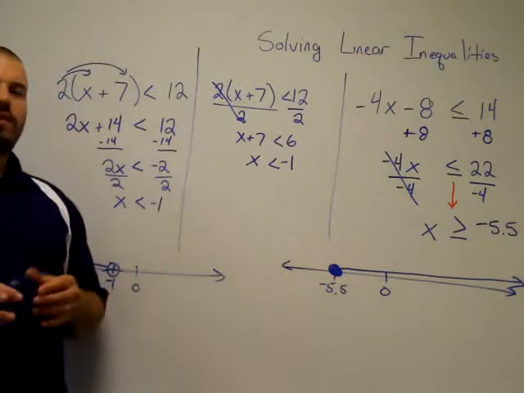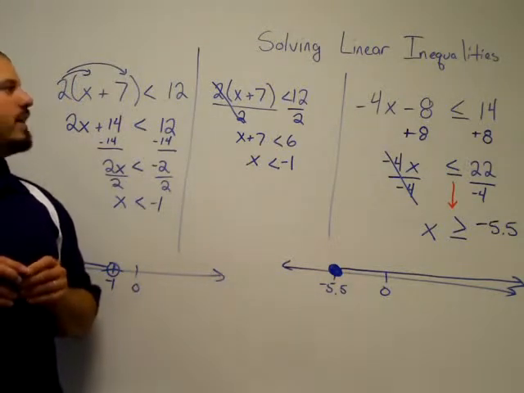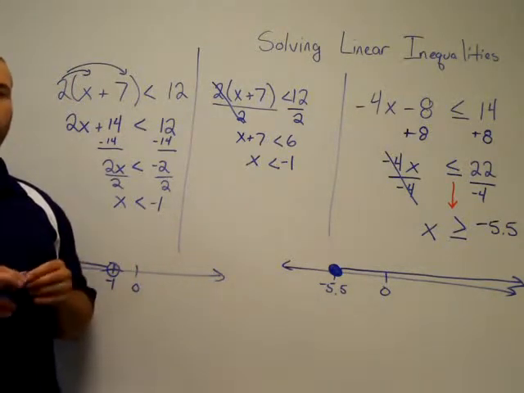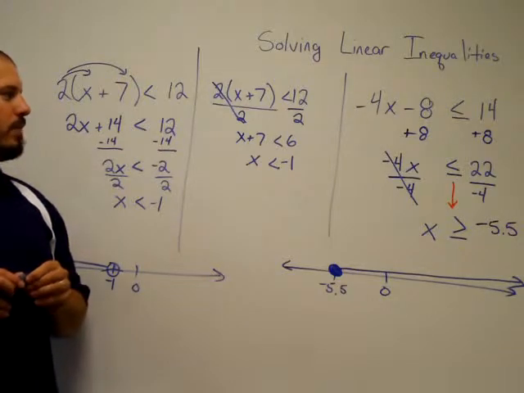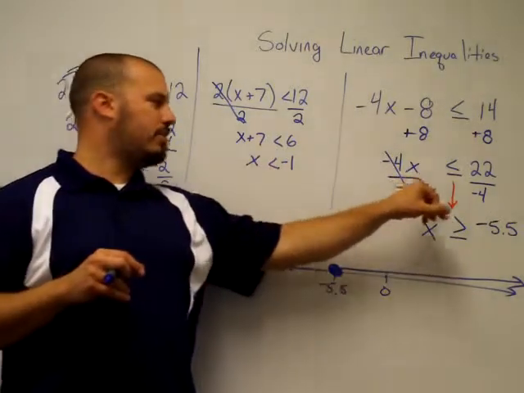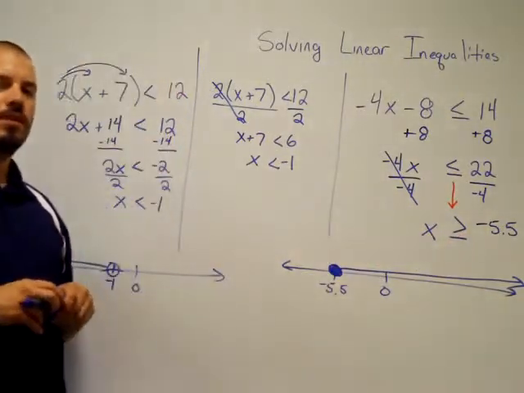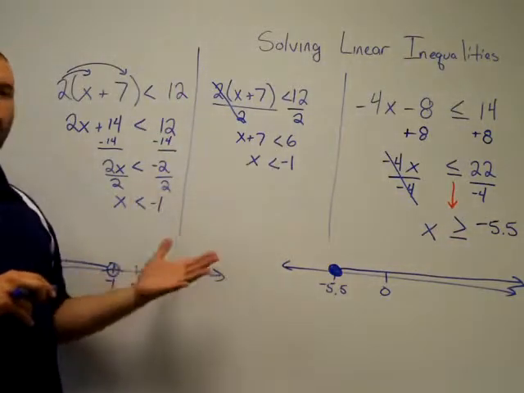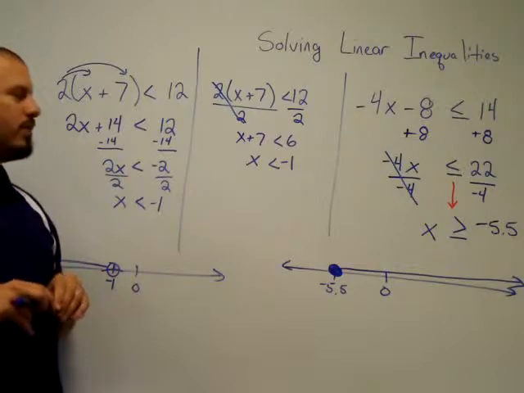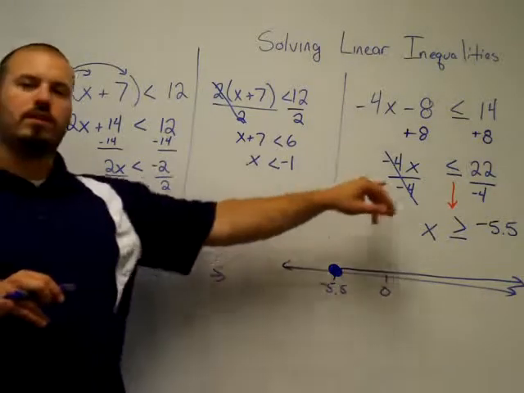Alright, so that's just a couple of examples of solving a linear inequality that involves multiple steps. Remember, when you are dividing by a negative, we do need to change the inequality symbol. That's one of the things that sometimes gets forgotten. If you're looking for the why on that, there is another video that I've posted that goes in a little bit more detail on that.